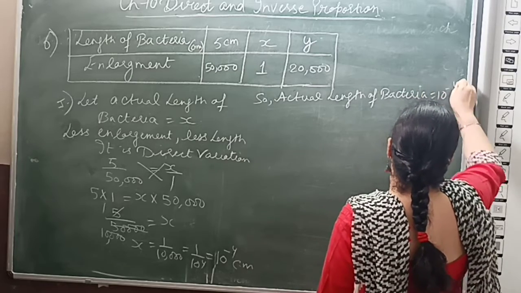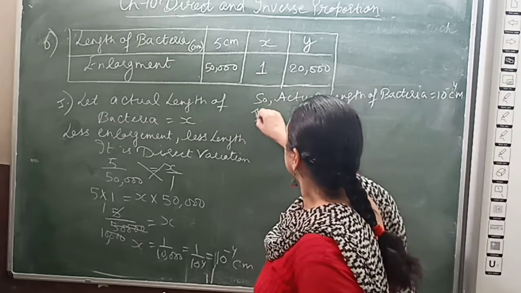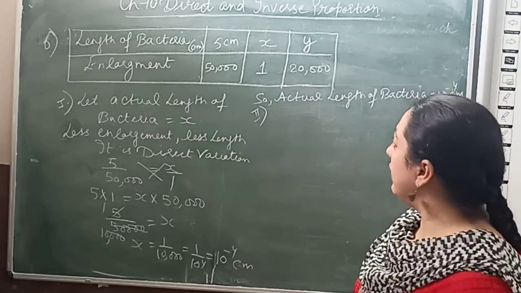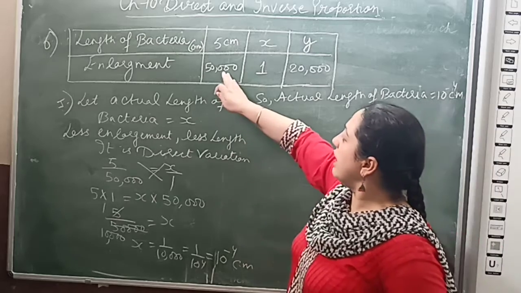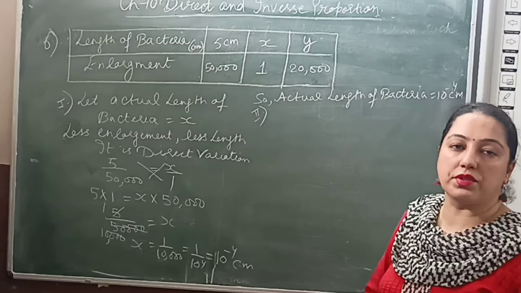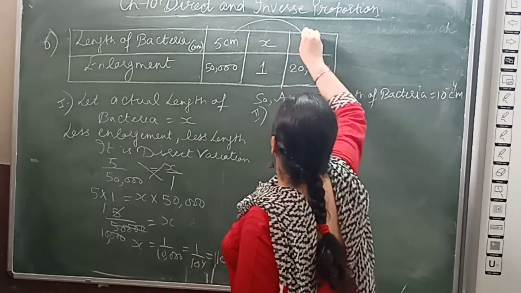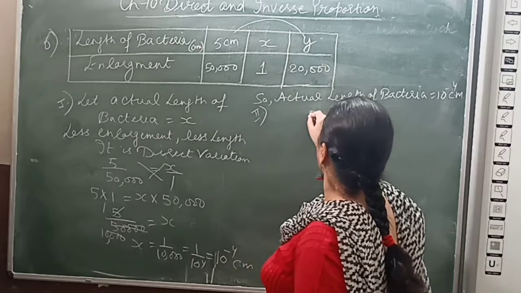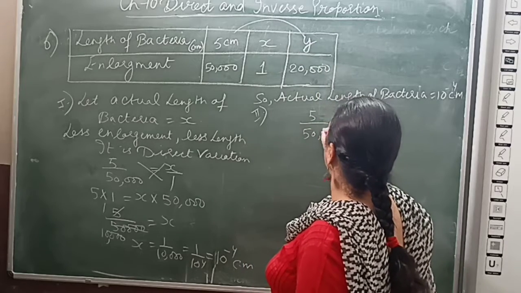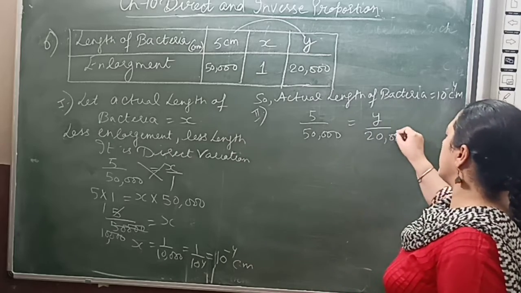It is 10 raised to power minus 4 centimeter. Now, we will come to the second part. Again, it is a direct relation because enlargement now decreases from 50,000 to 20,000. It is again a direct variation. Now, you equate these two ratios, first one with third one, 5 over 50,000 is y over 20,000.